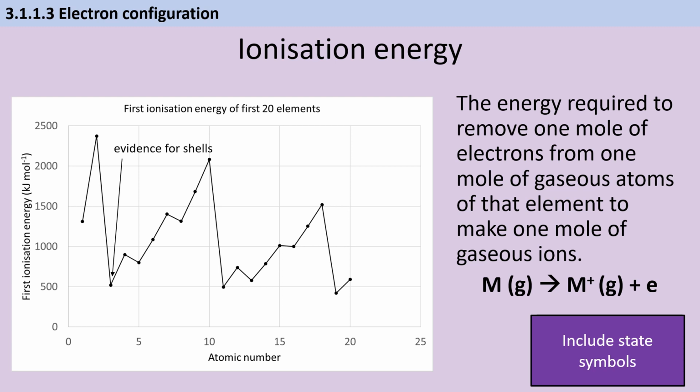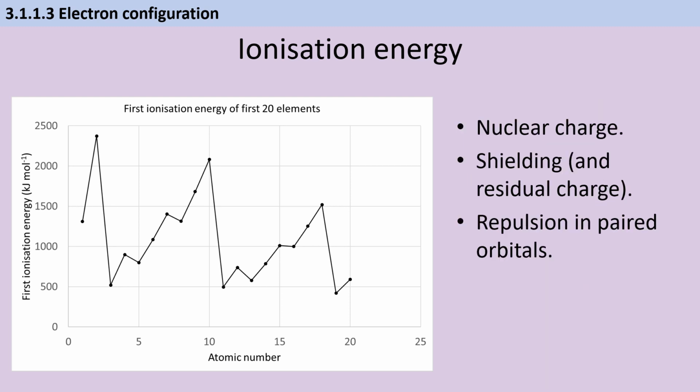First ionization energy is always about removing 1 electron to make a single positive ion. You need to be able to explain why we see variation in first ionization energy across the periodic table. The first thing is that there's a general trend as you move from left to right and we see an increase in first ionization energy, and the reason for that is the increased nuclear charge.